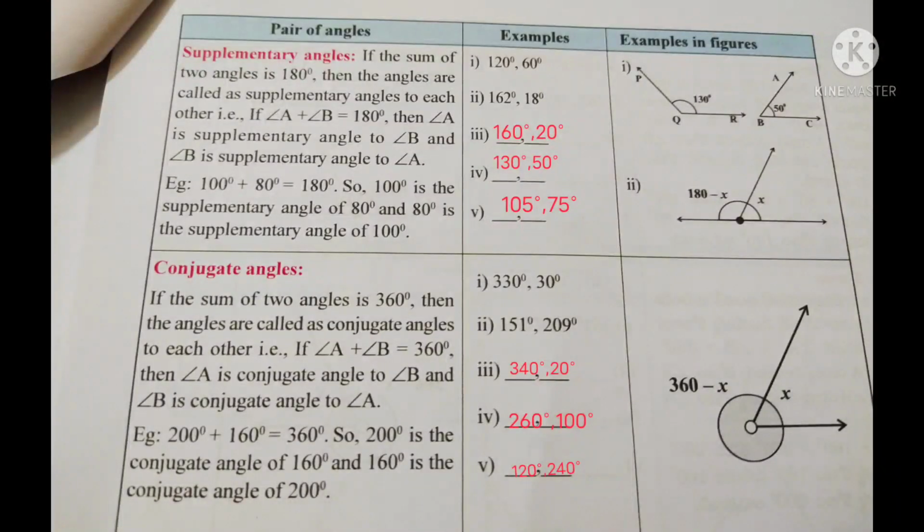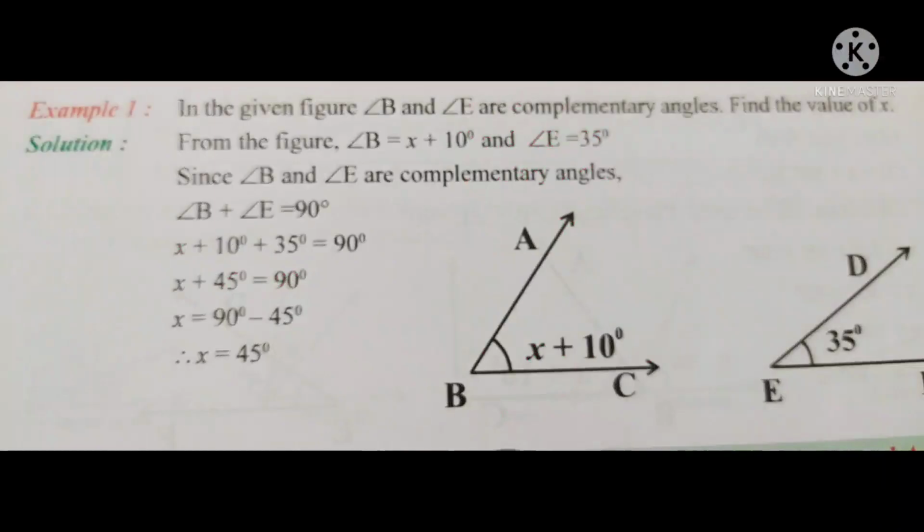Example, 200 plus 160 equals 360 degrees. So 200 is the conjugate angle of 160 degrees and 160 is the conjugate angle of 200 degrees. Conjugate angles examples are 330 and 30 degrees, 151 and 209 degrees, 340 and 20 degrees, 260 and 100 degrees, 120 and 240 degrees.